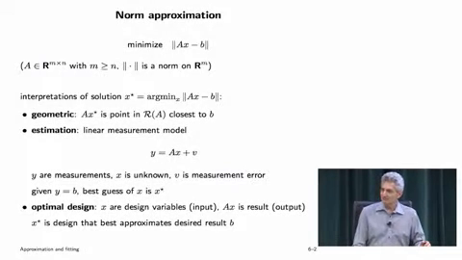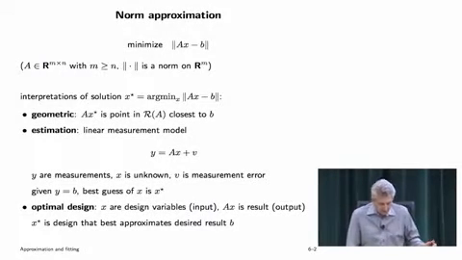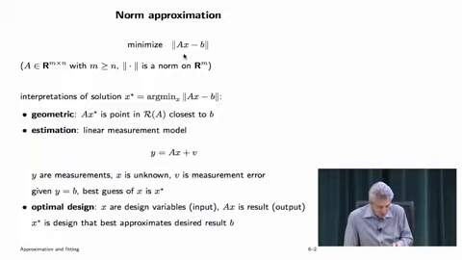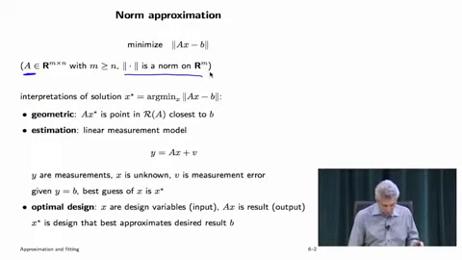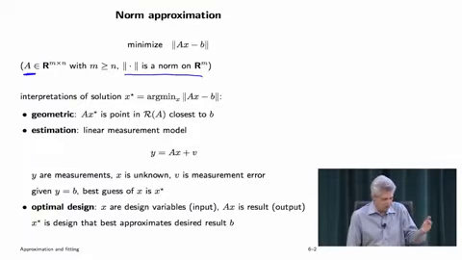So, norm approximation. Well, the simplest case is just this. You minimize the norm of Ax minus b, right? And your data is a matrix A, usually with m bigger than n, so it's a tall matrix, a skinny matrix. And the norm is just any old norm on R^m, right? So when you instantiate or specify the norm, it becomes a specific problem. It becomes regression or least squares, that kind of thing.